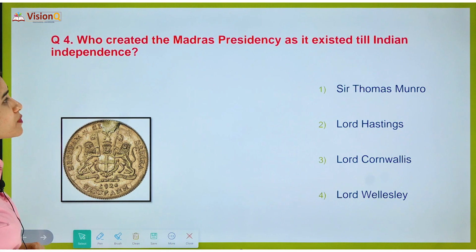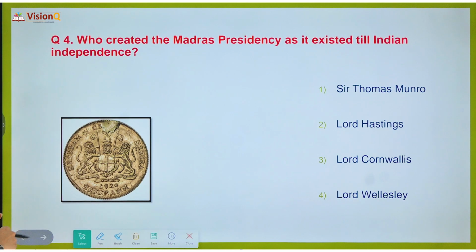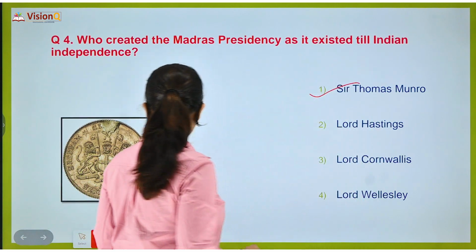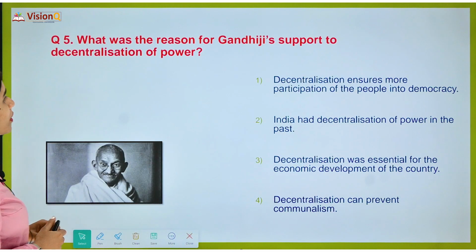Next, who created the Madras Presidency as it existed till Indian independence? So, Indian independence or like Madras Presidency kune create korisile? So, answer to these questions is Sir Thomas Munro. Sir Thomas Munro tekhere create korisile Madras Presidency.